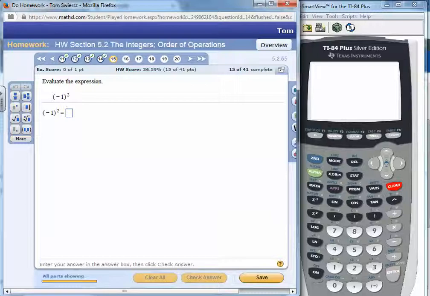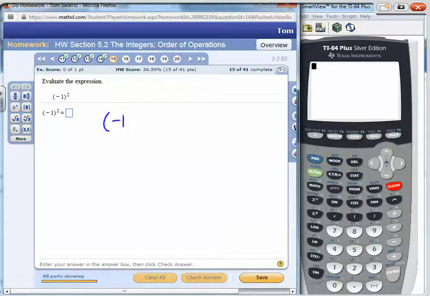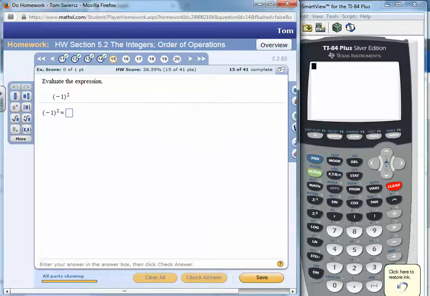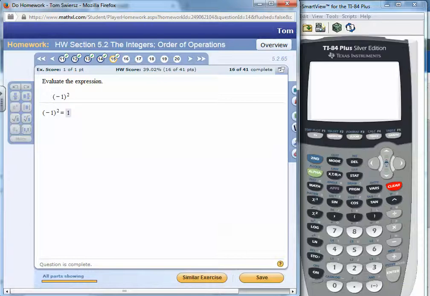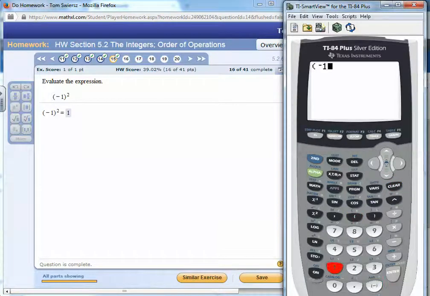Let's go to problem number 15. Negative 1 squared. This time the base is negative 1 because the parentheses is around negative 1. So again, negative 1 squared is negative 1 times negative 1, and negative times a negative is a positive. Okay, so you can see here the answer is 1. And again, the calculator will do it correctly. Put in 1, get our answer. This time the base is negative 1, so we put parentheses around negative 1, raise it to the second power. Then we get the correct answer of 1.